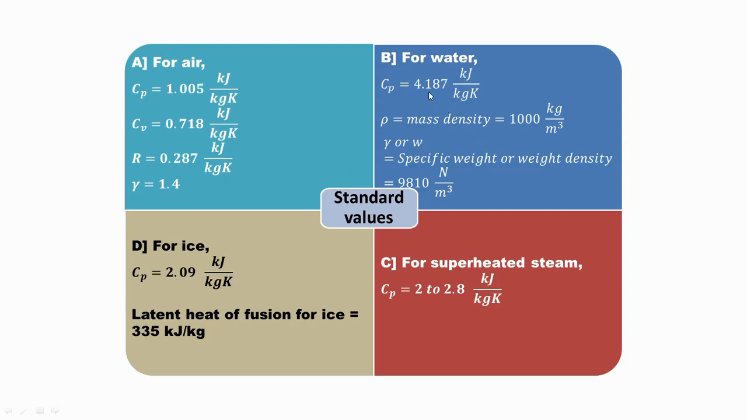For water, Cp is 4.187 kilojoule per kg Kelvin. Mass density is 1000 kg per meter cube. Specific weight or weight density is 9810 Newton per meter cube. For ice, Cp is 2.09 kilojoule per kg Kelvin and latent heat of fusion of ice is 335 kilojoule per kg. For superheated steam, the value of Cp varies largely between 2 to 2.8 kilojoule per kg Kelvin.